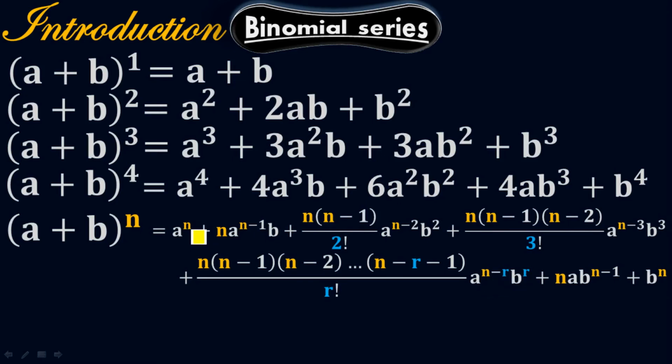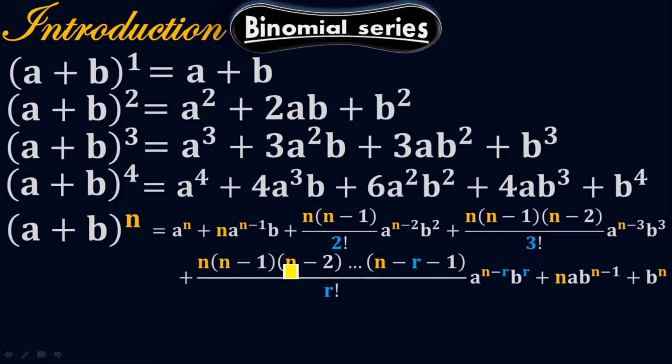Similarly here, my b is b to the 0. b to the 0 is 1, so normally we don't write b to the 0. So b to the 0, and then b to the 1, we have b to the 1 here. And then b to the 2, b to the 3, b to the 4, b to the 5, b to the 6, b to the 7, up to b to the r. Look, you can add more terms.